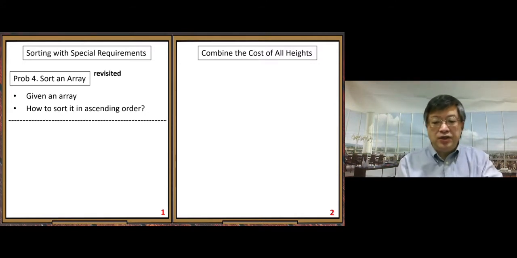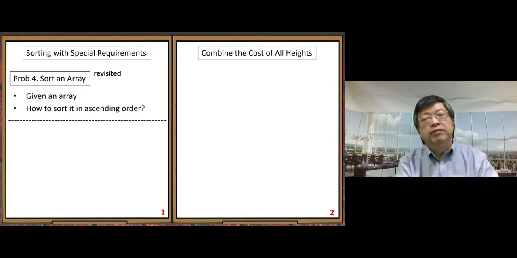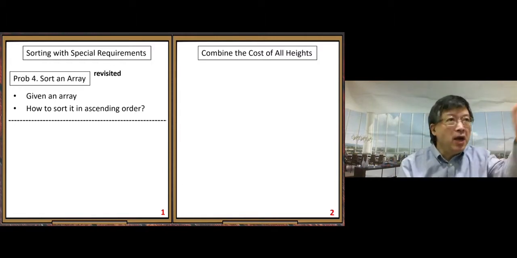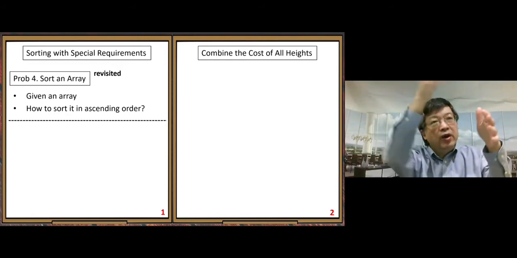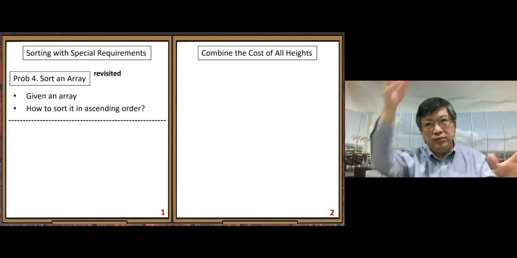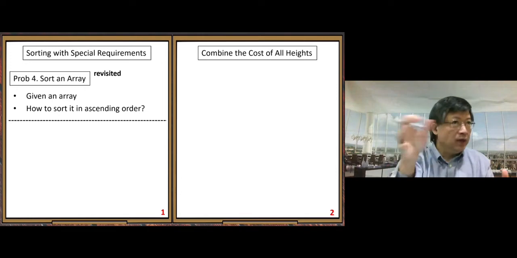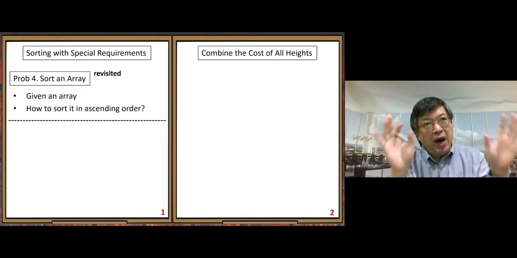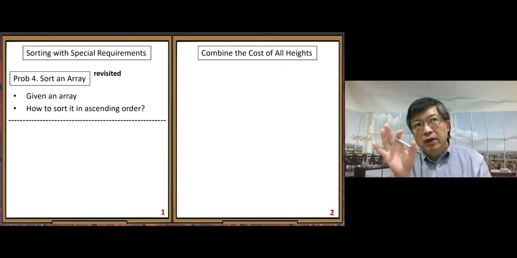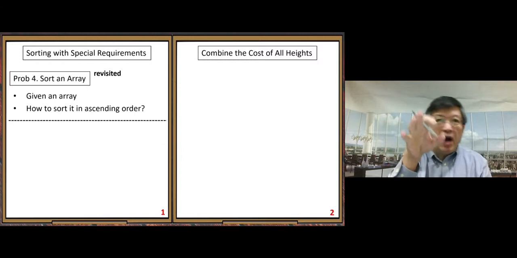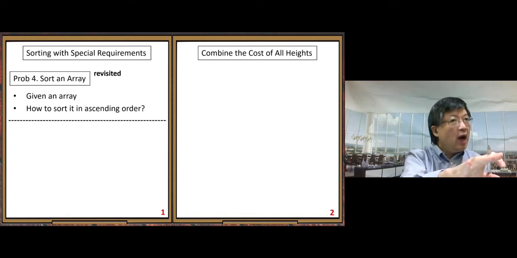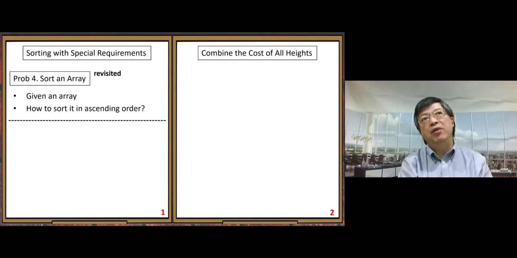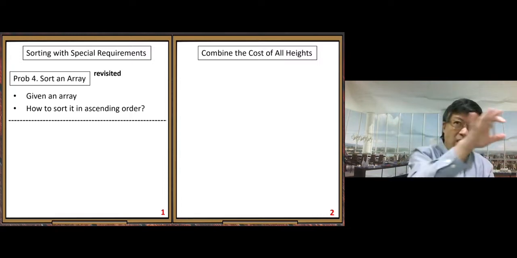Combine the cost of all heights. First we need to recall the building procedure in our part A, where I gave you one simple example. Given the array, how do we build a heap? First, we arrange the numbers, following the given order, in a nearly complete binary tree. After that, we apply the max heapify operation bottom up, starting from the lower level, the height 1 nodes. Moving up, we fix it.